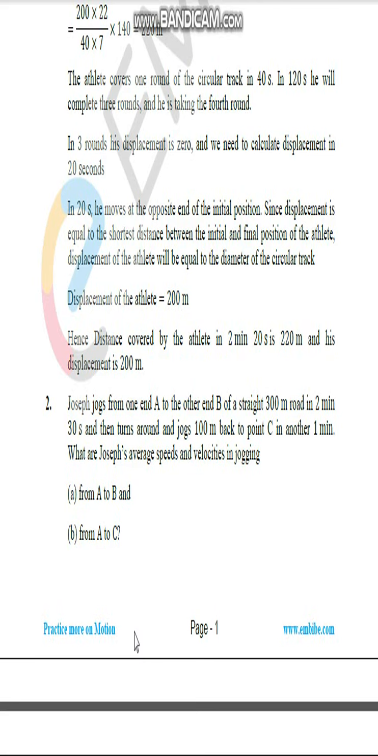After reaching B, Joseph turns back along the road, and he jogs only 100 meters, and at that 100 meter I mark that point as C. Joseph covers that 100 meters in 1 minute. Now what do I have to find? I have to find Joseph's average speed and velocities from point A to B and A to C.